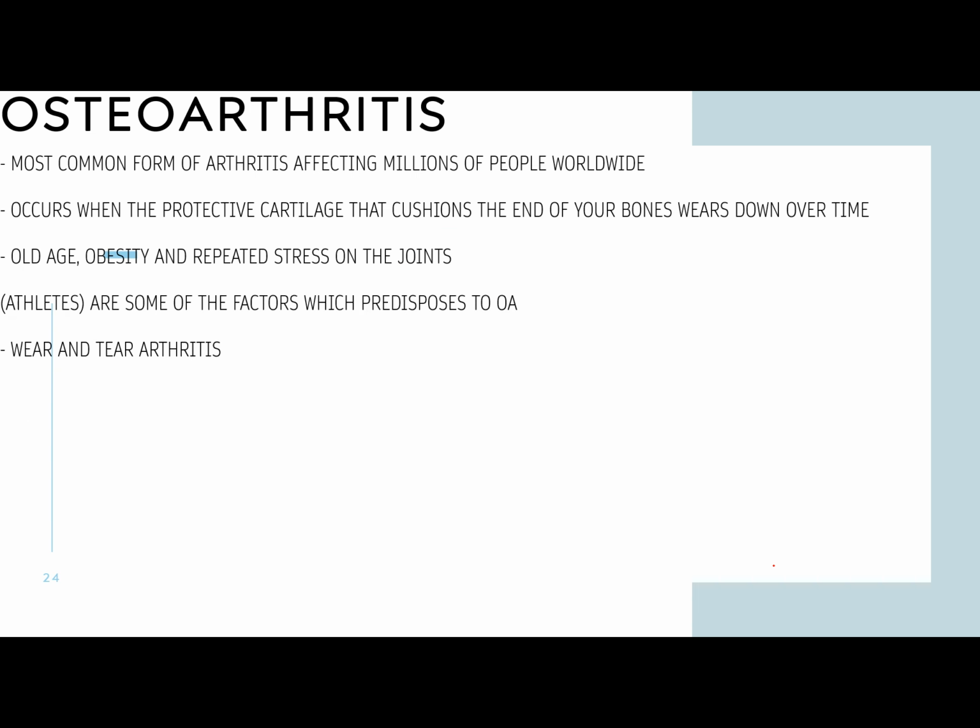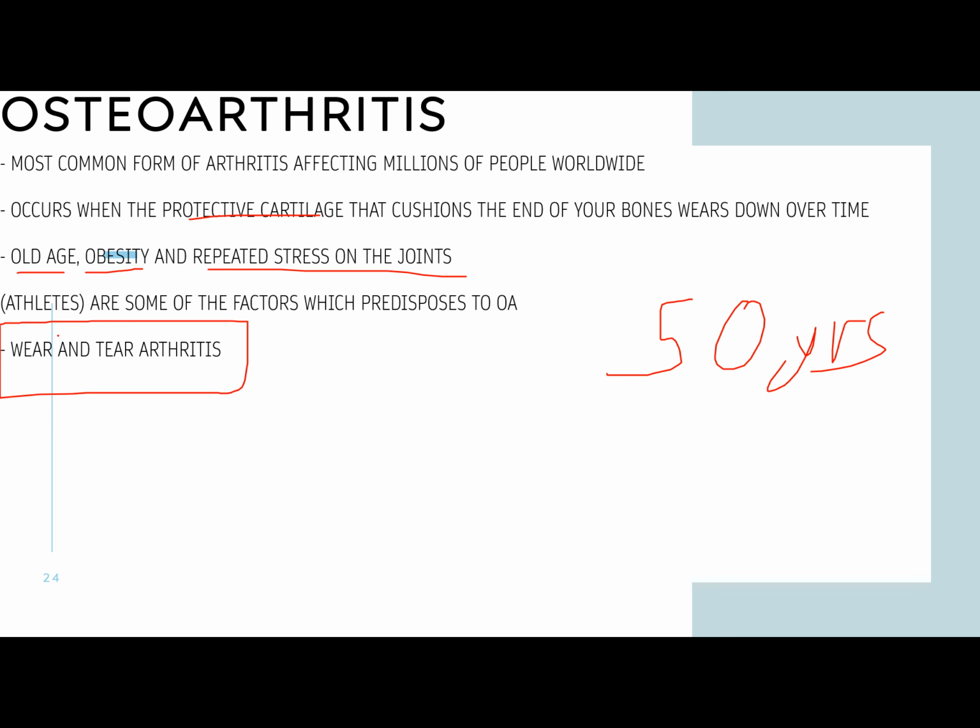Then we have your osteoarthritis. So this is the most common of arthritis affecting millions of people worldwide. This is common in people, class, as early as 50 years old. You can already develop arthritis. Occurs when the protective cartilage that cushions the end of your bones wears down over time. Usually caused by old age, obesity, and repeated stress on the joints. Seen in athletes, and are some of the factors which predispose to osteoarthritis. This is also known as your wear and tear arthritis.